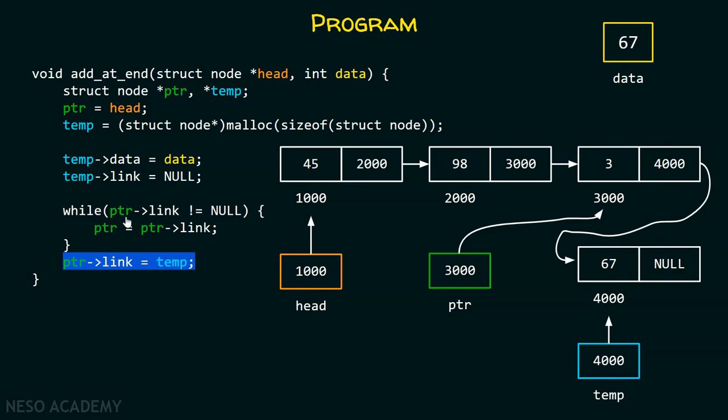Here you can understand why I'm not using PTR not equal to null. Because here I don't want to update this by null. I want to stop when I reach the end node of the list. That is why I should replace this PTR by PTR link, okay? Instead of checking this condition, PTR not equal to null, I am checking this condition, PTR link not equal to null. So this function is capable of adding a new node to the end of the list.